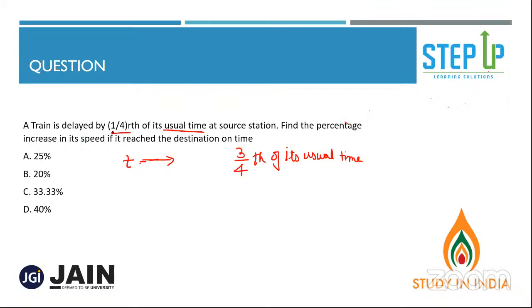A train is delayed by 1/4 of its usual time at source station. It means that the time taken by the train to reach its destination will be 3/4 of its time. Okay, more, sorry, delayed, right? A train is delayed by 1/4 of its usual time to its destination.